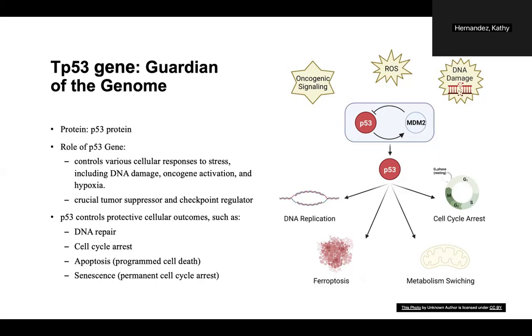If the DNA damage is severe or irreparable, and the cell is unable to repair it, P53 can drive the cell into senescence, which is a state of irreversible cell cycle arrest, or initiate apoptosis, which is programmed cell death, to prevent the proliferation of damaged cells that could lead to tumor formation.